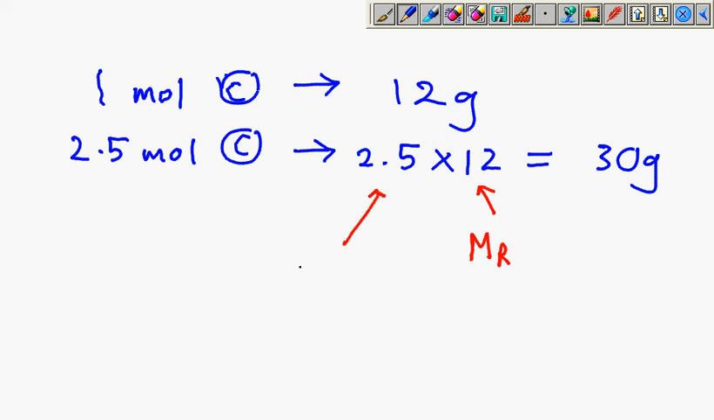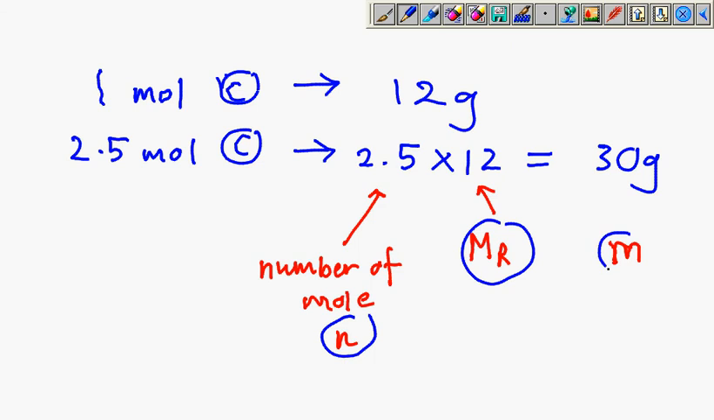Now this one is the number of mole, so I'll just put small n. And this one is the actual mass. 30 gram doesn't look like a standard number to me, but it is an actual mass. So now you combine these 3 formulas together, you realize that this times this, you get this. Alright, so may I write the formula as the actual mass equals the number of mole times the molar mass.